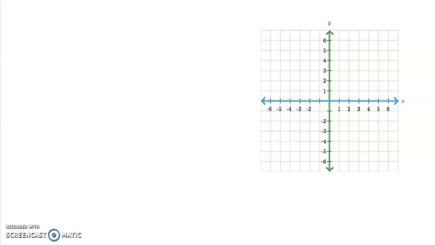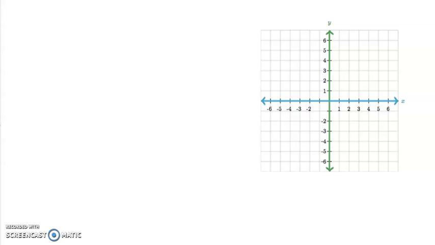Let's look at graphing inequalities. An inequality just replaces our equal sign with a greater than or a less than, or a greater than or equal to, or a less than or equal to. When we're graphing inequalities, it's just like we're graphing a line, but we have to make two decisions.